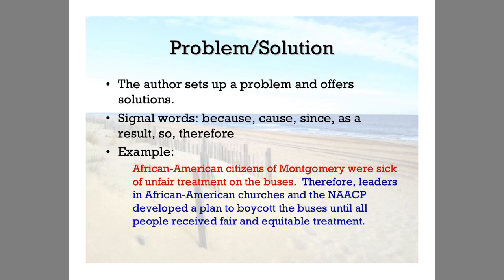For example, African American citizens of Montgomery were sick of unfair treatment on the buses. That's the problem. Therefore, leaders in African American churches and the NAACP developed a plan to boycott the buses until all people received fair and equitable treatment. So that's the solution. And you can see that I signaled to you that I was using the problem solution text structure by my use of the word therefore at the very beginning of the second sentence.